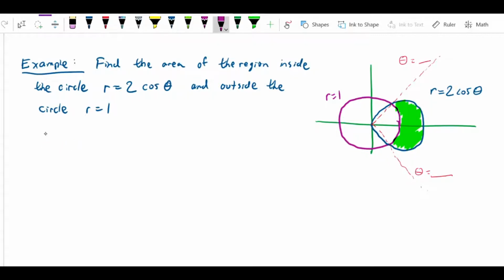Get this a little higher up so I have more space. 2 cosine theta equals 1, or cosine theta equals 1/2. Now, let me just pause for a minute to ask why it is that this equation, 2 cosine theta equals 1, is going to give us the points of intersection. Notice that at this point of intersection and this point of intersection, we're looking for the same radius. Why? Because this point of intersection has some distance from the origin. We're looking for a point on the blue curve. We're looking for what angle we can plug into the blue curve that gives us a particular radius, such that if we plug in the same angle into the purple curve, we also get that radius.